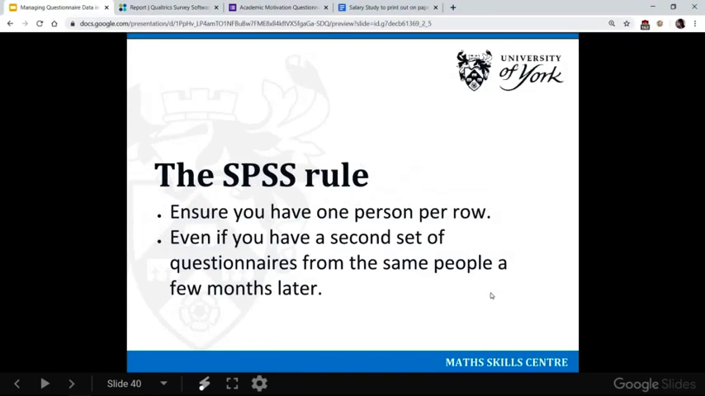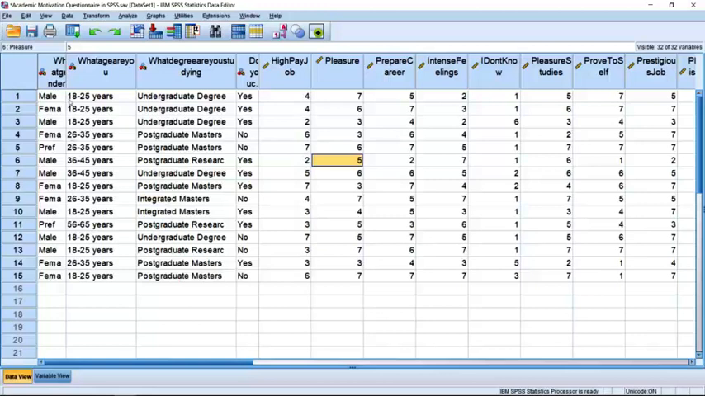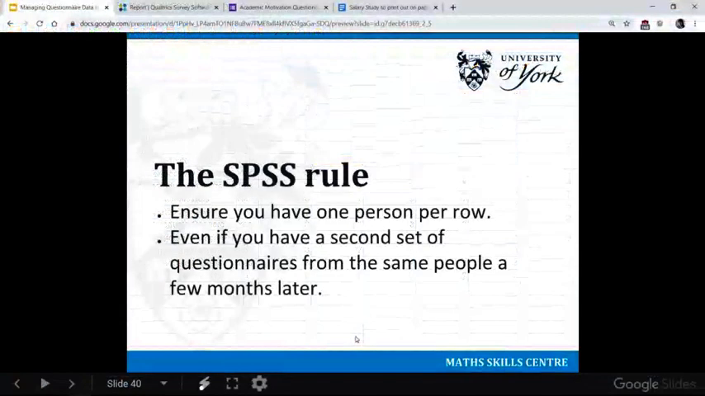The other thing you need to remember is I call it the SPSS rule. This is where you've got to have one person per row. So if we look at SPSS, we've got 15 people here, each on their own row. Now that rule's especially important if you then go back and collect more data from the same set of people. That data needs to be on the same row as the first set of data you collected, so there's one person per row.